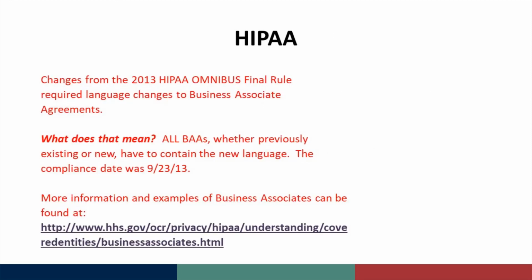Changes from the 2013 HIPAA Omnibus Final Rule required language changes to business associate agreements. What does that mean? It means that all BAAs, whether previously existing or new, must contain the new language. The compliance date for this was September 23rd, 2013. More information and examples of business associate agreements can be found at the following web address.